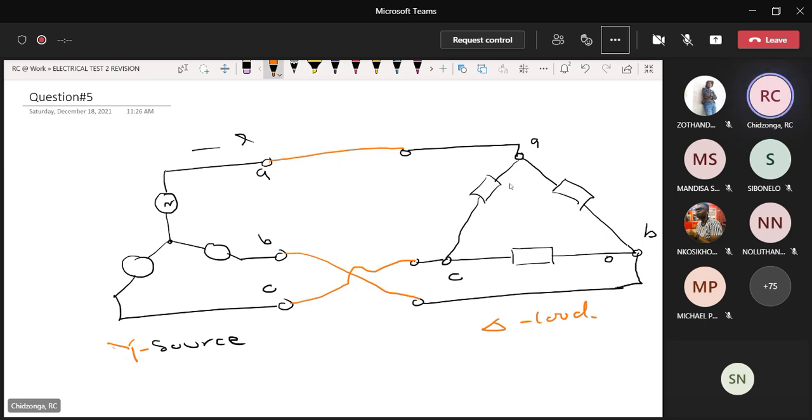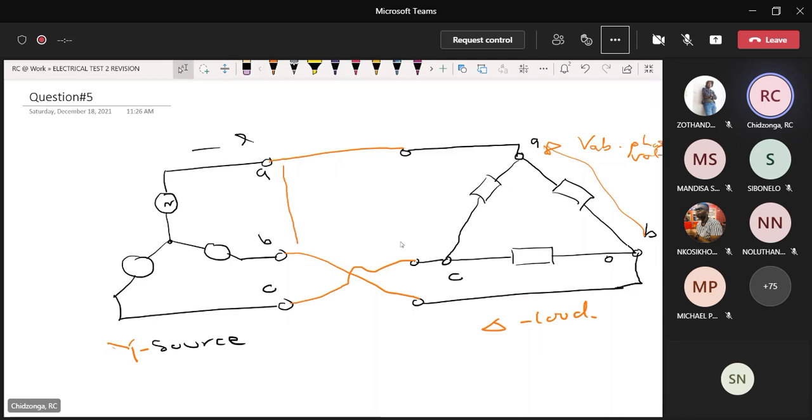Where to measure the phase voltage on the load side. The phase voltage is here. You measure it between any of these two. So VAB is the phase voltage. You see, you have to show that. You can show it between C and B. You can show it between C and A. That's all. To measure the line-to-line voltage on the supply side, you can show any two phases.